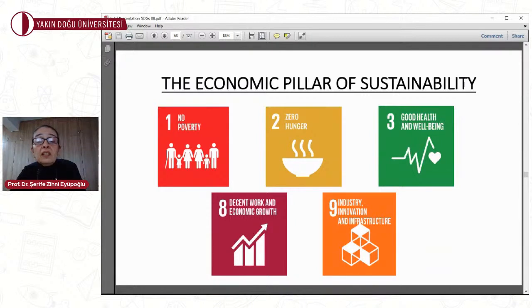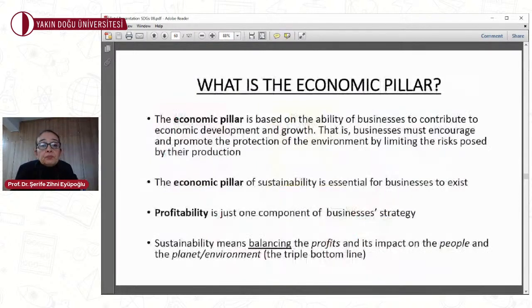Okay, as we can see, there are 5 goals under the heading of economic pillars. Number 1, no poverty. Goal number 2, zero hunger. Goal number 3, good health and well-being. Goal number 8, decent work and economic growth. And number 9, industry, innovation and infrastructure. So out of the total 17 sustainable goals, 5 belong under the economic pillar.